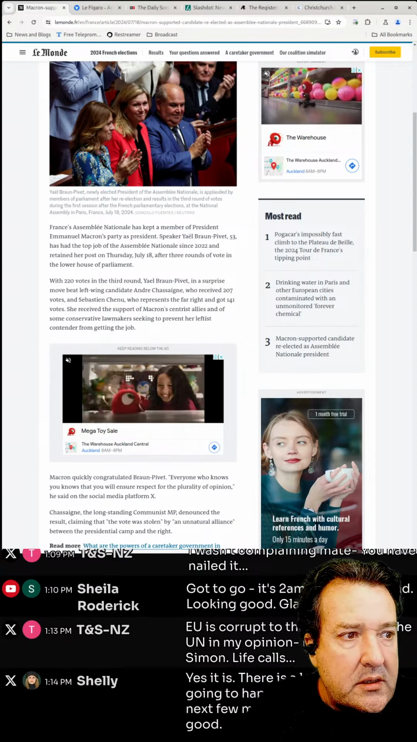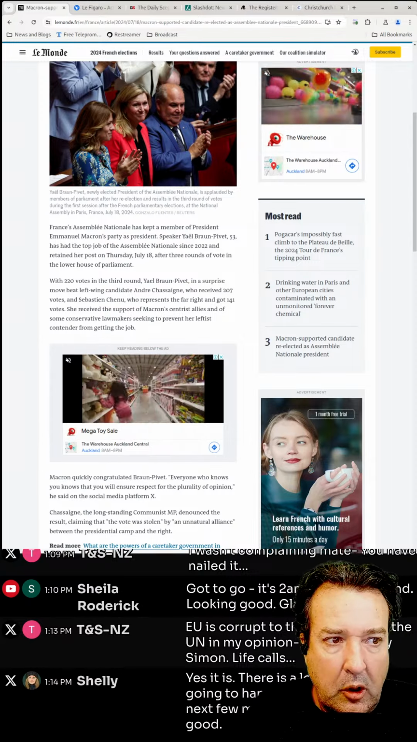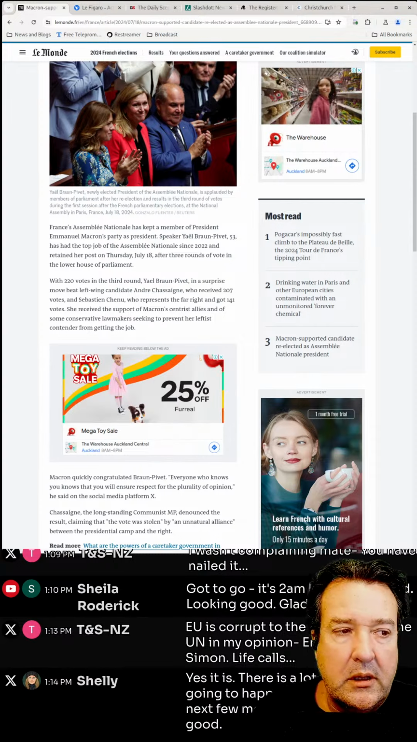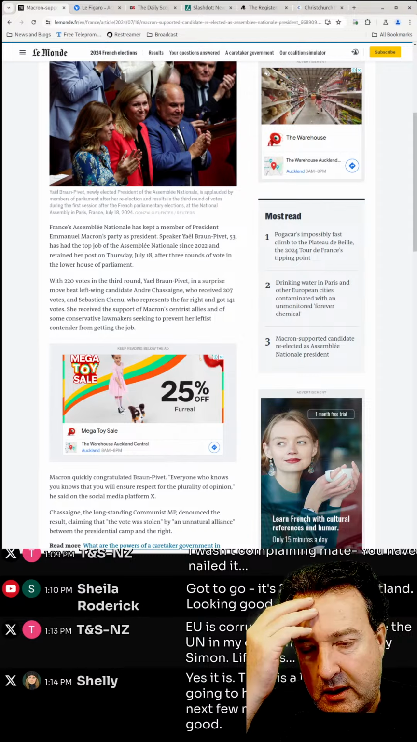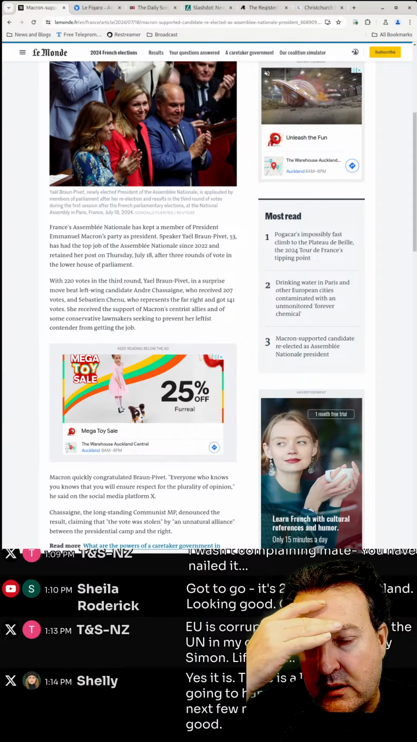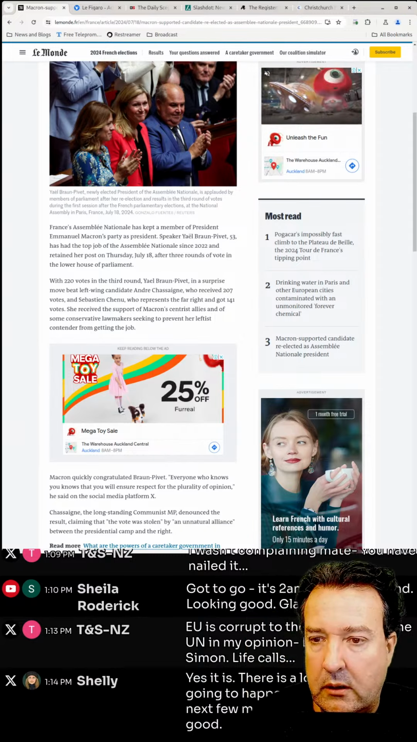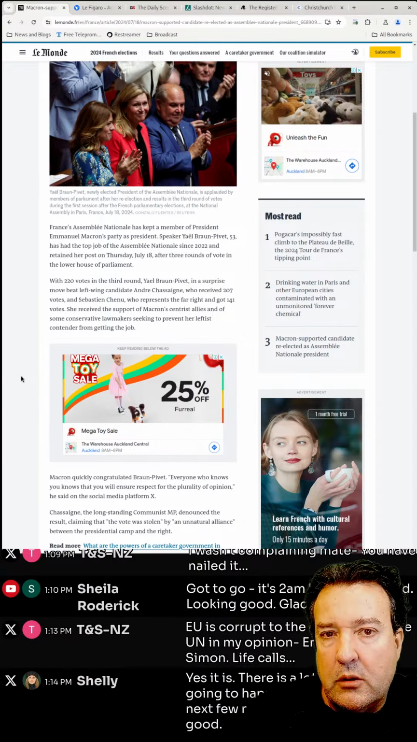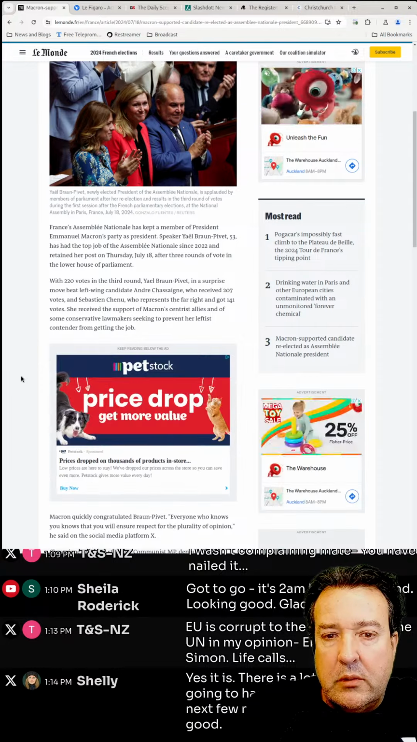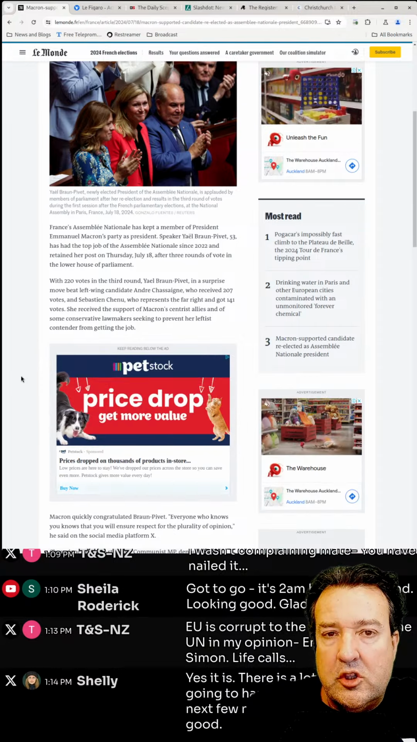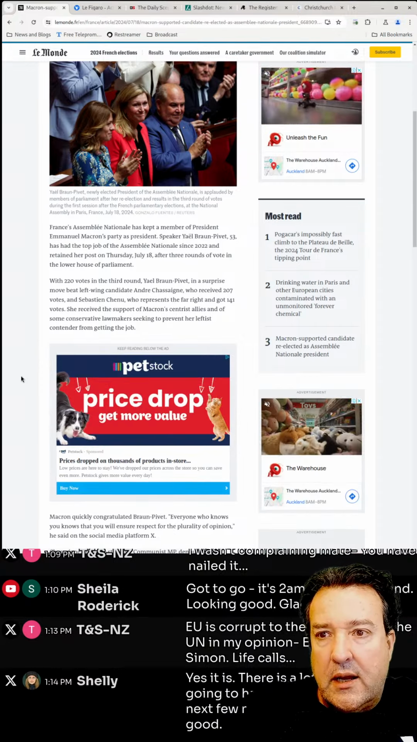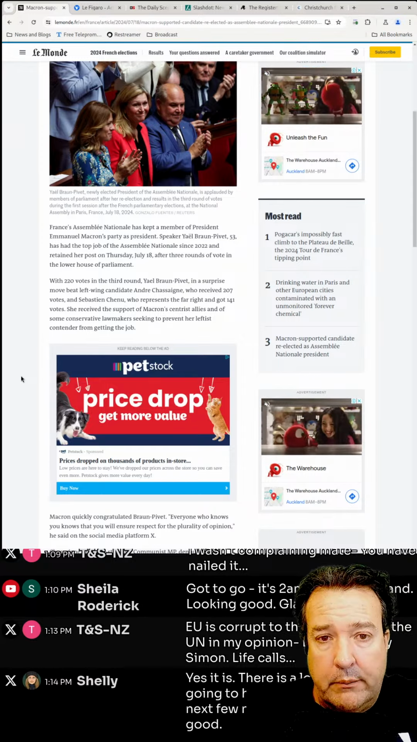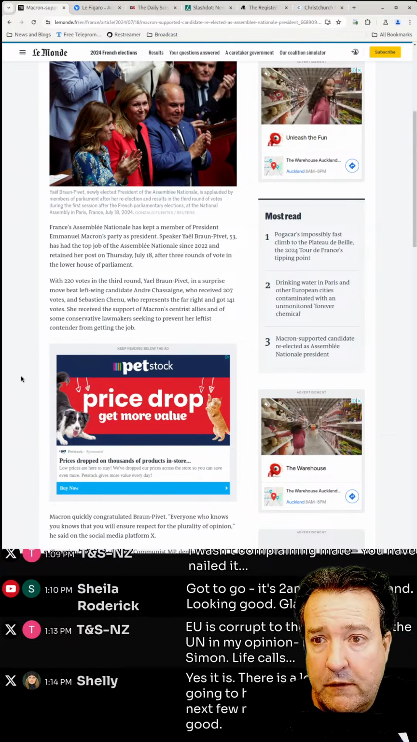Shelley's saying, yes, it is. There's a lot of change going to happen globally over the next few months, and they are not good. Yeah, I absolutely agree, Shelley. I don't know what's going to happen there, but I think there's going to be a lot of upheaval. There's a lot of really, really angry people there. You think of the farmers in Europe at the minute. The European population in general is just over this net zero anthropogenic global warming nonsense and the economic harm that it causes them, particularly the farmers.